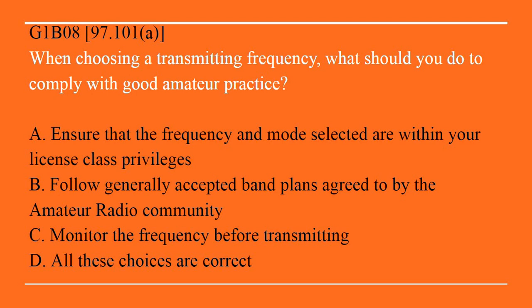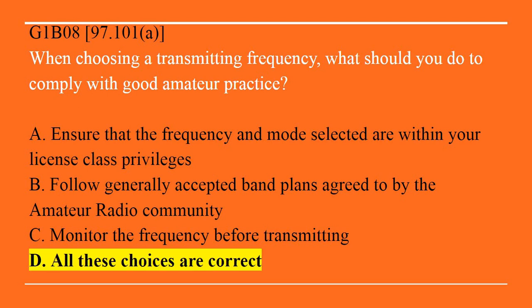G1B08. When choosing a transmitting frequency, what should you do to comply with good amateur practice? A. Ensure that the frequency and mode selected are within your license class privileges. B. Follow generally accepted band plans agreed to by the amateur radio community. C. Monitor the frequency before transmitting. Or D. All of these choices are correct. Correct answer is D. All of these choices are correct.